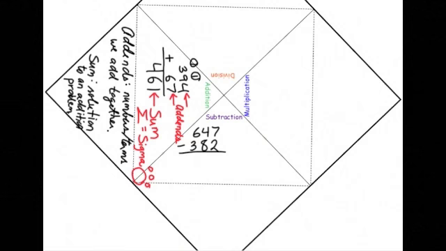Now, subtraction problems have a few types of numbers. We have what's called the minuend, which is the number that we're starting with. We also have the subtrahend, and then we have the solution of a subtraction problem, which is called the difference.